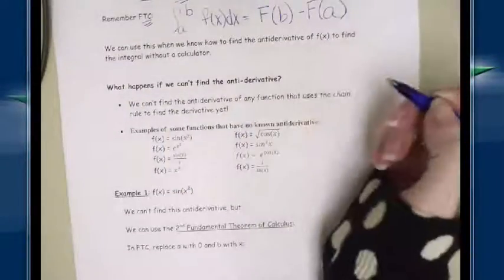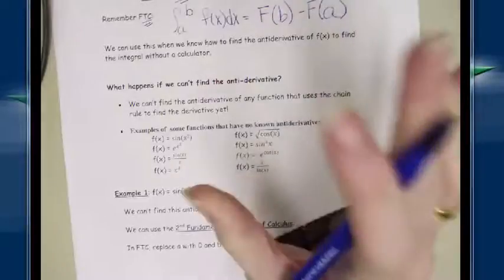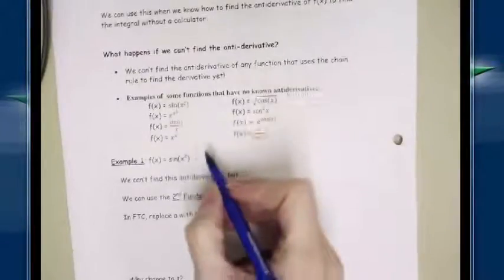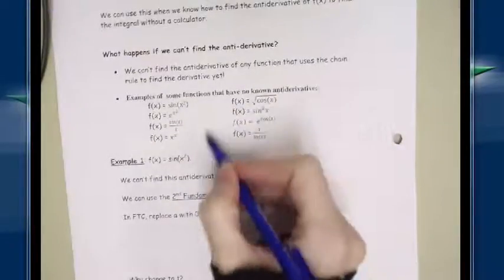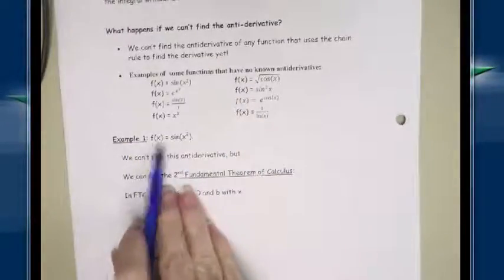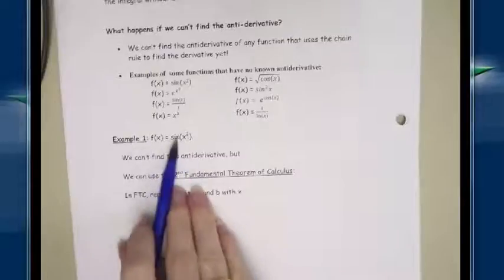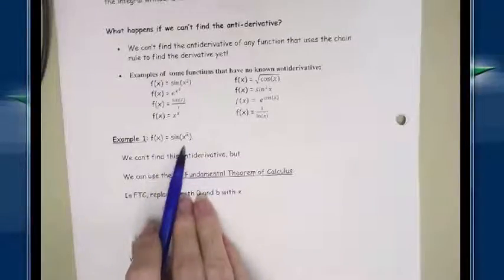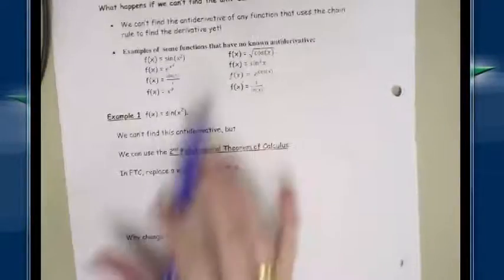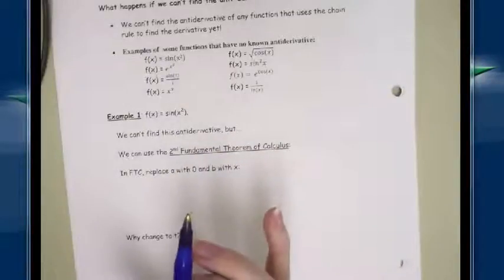We do come to the world where we had chain rule involved, okay? At that point, when we're looking at these, all of these involve chain rules, so we cannot find the antiderivative. So we're going to come here and we say f of x equals sine of x squared. You can see how we would have had to use chain rule. So instead, we're going to use the fundamental theorem there.